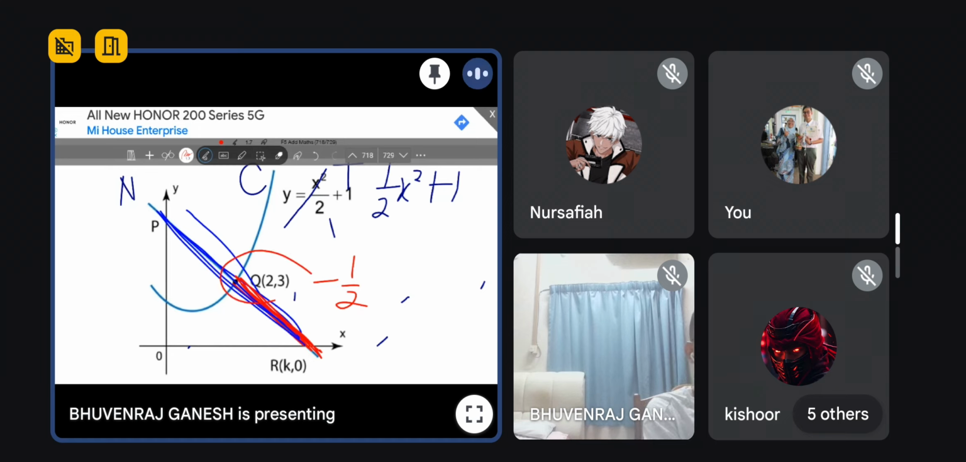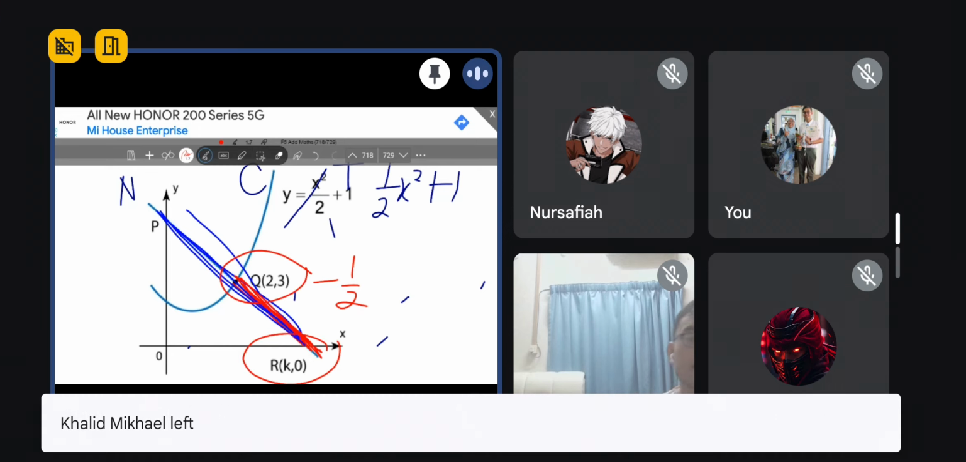So means that saya boleh guna dua koordinat ni secara terus untuk cari nilai K. I just need these two coordinate, then use gradient formula, cari nilai K. Are you all clear? So it's like this, 3 minus 0 over 2 minus K. So kamu selesaikan. You will get K equal to 8.